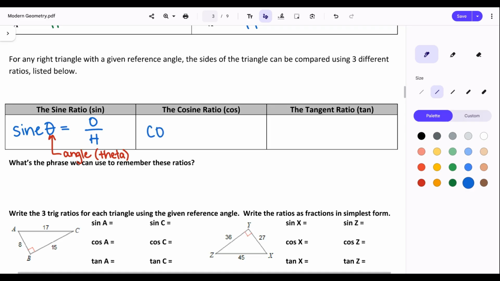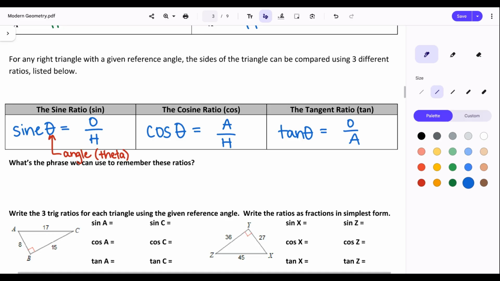Cosine, so cosine theta, is always the adjacent side over the hypotenuse. Okay, so A over H. And then tangent is always opposite over adjacent. Okay? So when we're looking at our trig ratios, this is how all three are always going to be set up. That will never change.